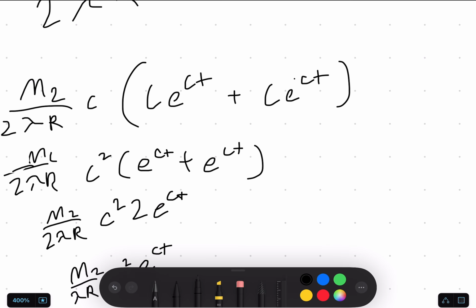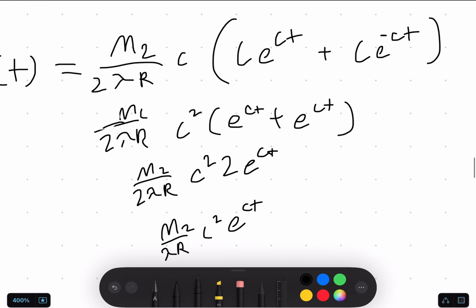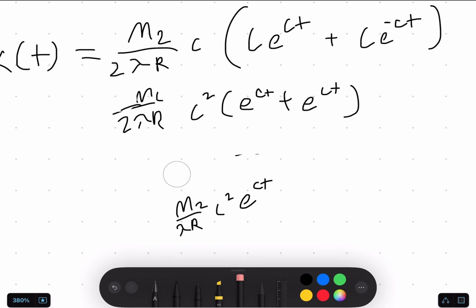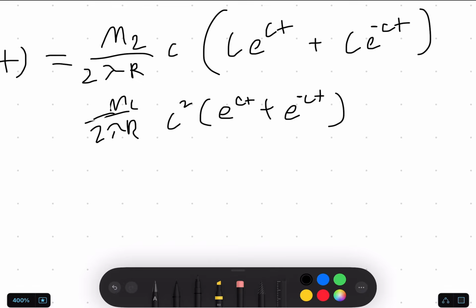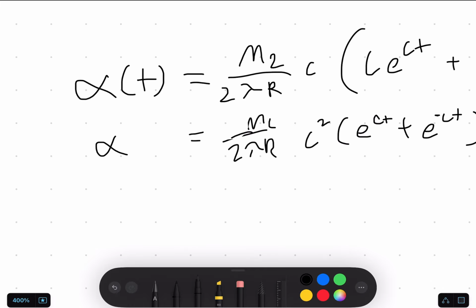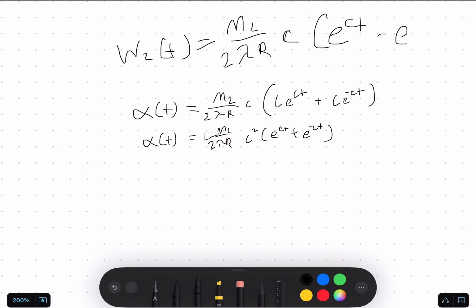Oh my gosh, this is negative. So in reality, I can't add those together. This would just be negative e to the negative ct. And that would be the function of angular acceleration.